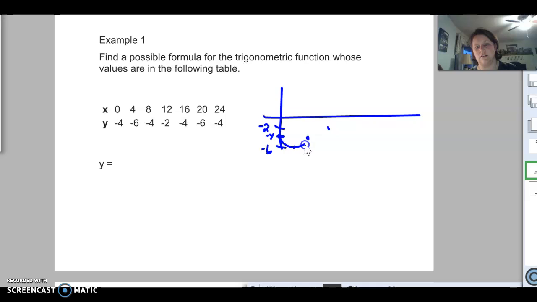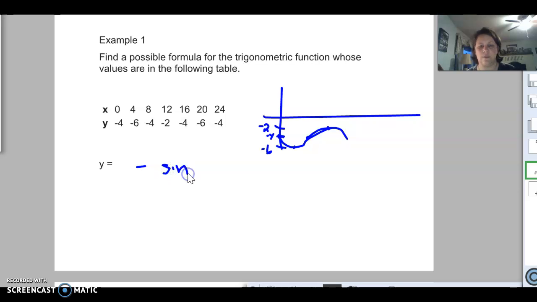This does not do curve very good. There we go. Thank you. Curve. All right. So what we have here is a sine, and actually it's going to be negative sine because sine starts at the midline and goes up normally. This starts at the midline and goes down. So I'm going to start off knowing that I have a negative sine function.